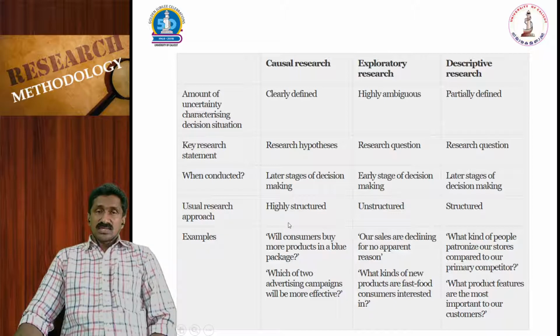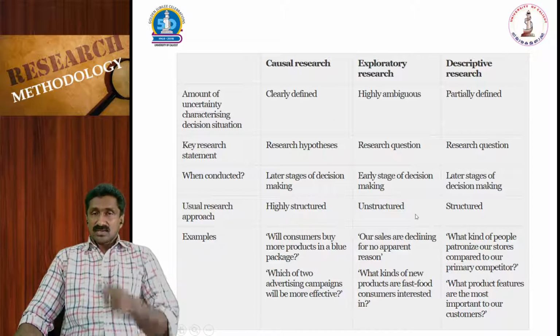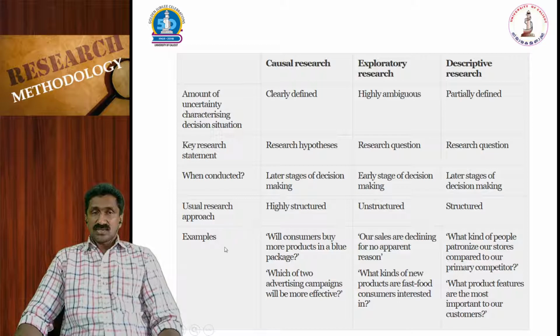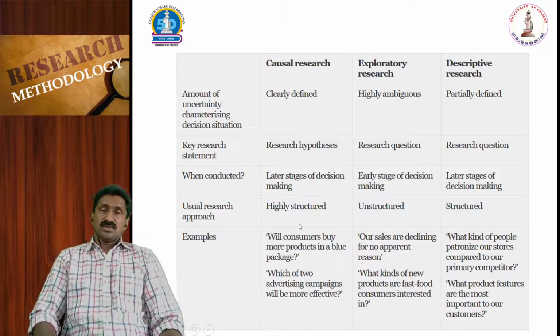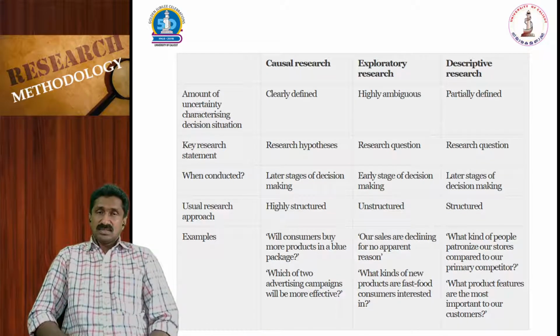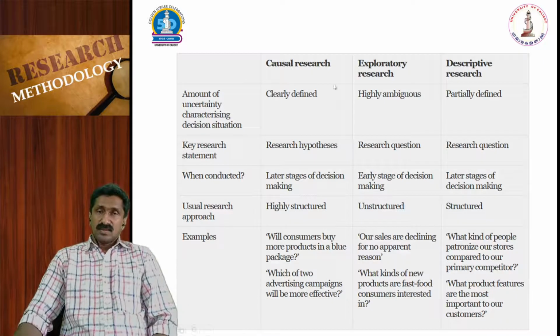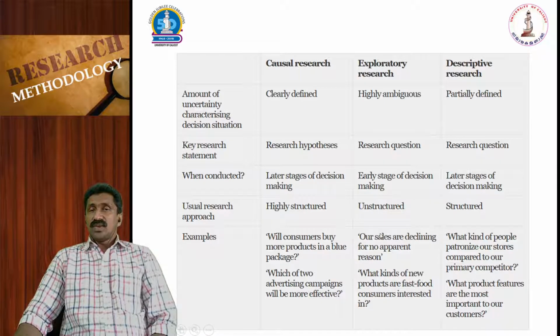Now, the research approach is highly structured in case of causal research, whereas the other two are unstructured. And there are some examples, like: will consumers buy more products in a blue package? So it's a very specific question. Which of two advertising campaigns will be more effective? So it's a very clear question, and that can be verified, and the decision can be made from the data. Whereas in "our sales are declining for no apparent reason," it's a vague statement.